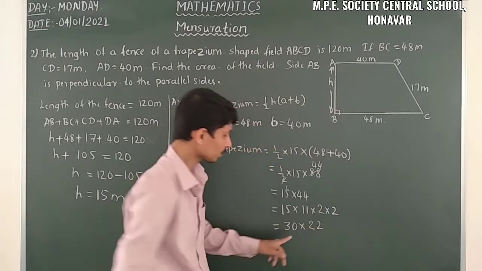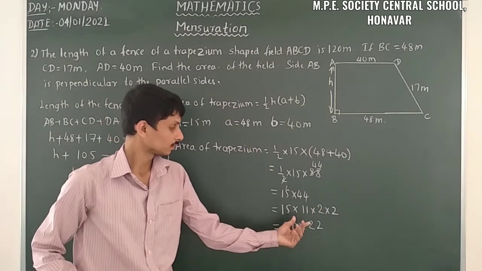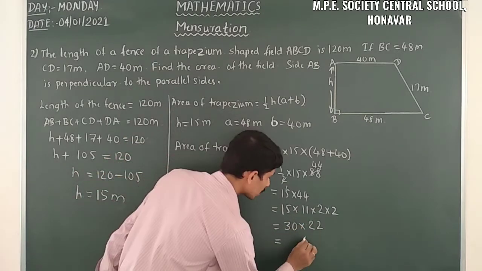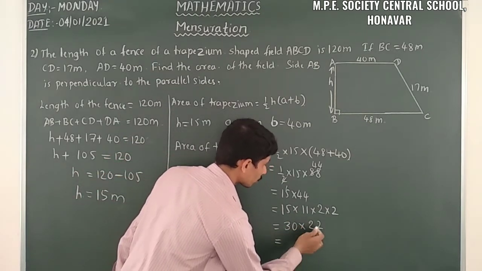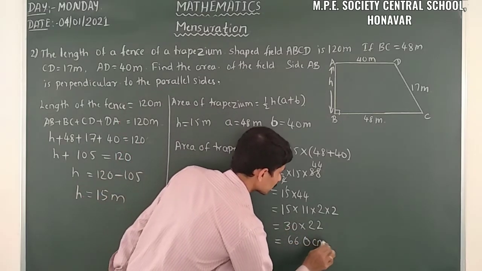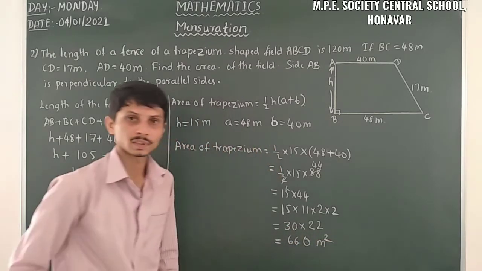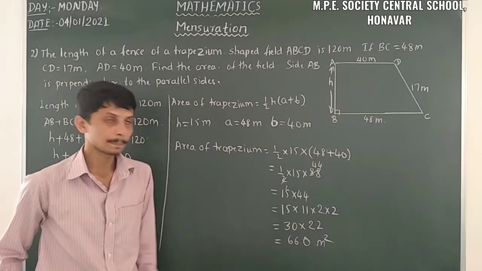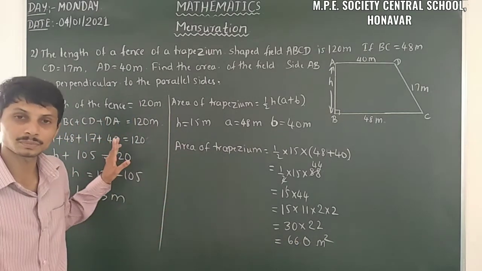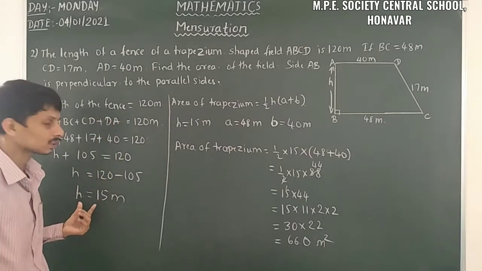So here just observe, we have its simplified form. 22 into 0, 0, and 22 into 3, it is 66, so 660. It is meter square. It's not a centimeter square, it's a meter square here. So the only new thing here is that we have to find out the value of h.